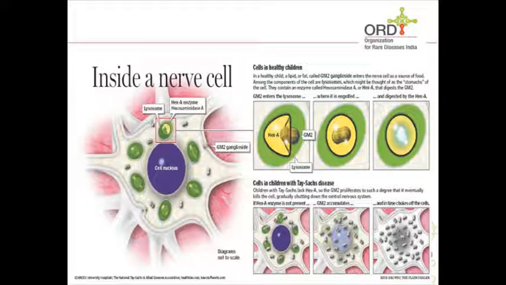Hex A is an enzyme that is located and functions within a lysosome. When they do not function as expected, GM2 lipids collect and accumulate within the lysosome. This eventually chokes the cell and causes the cell to die.